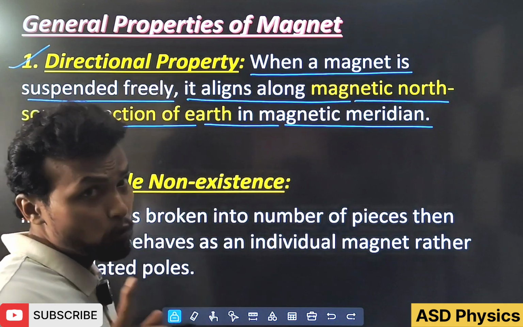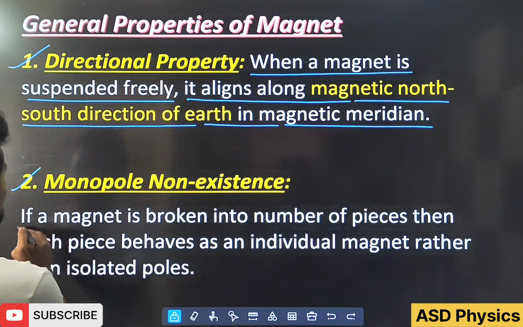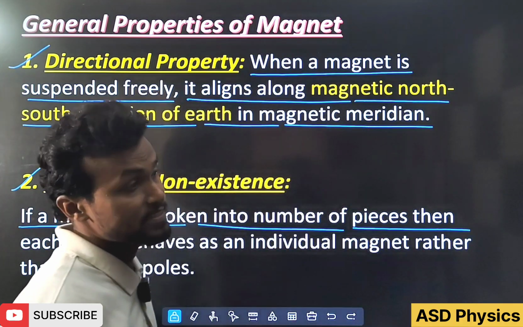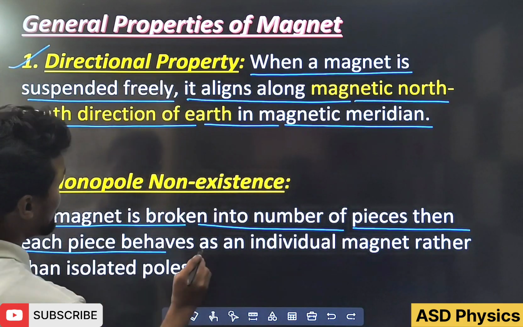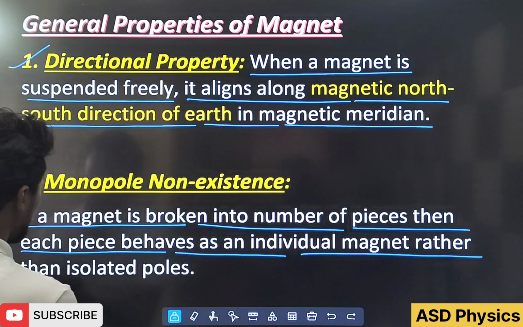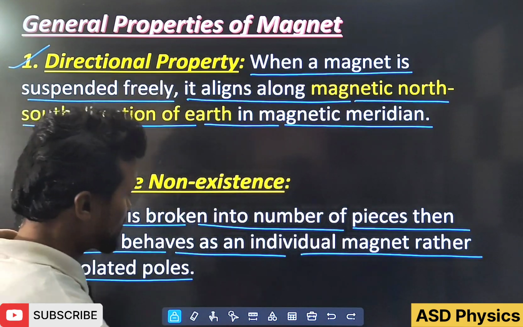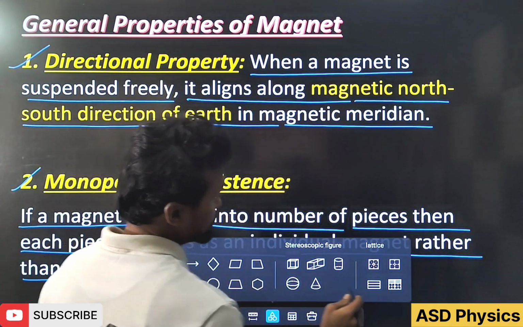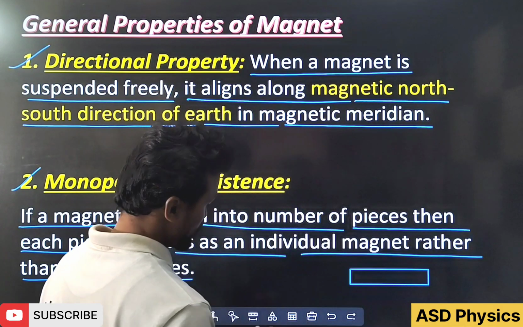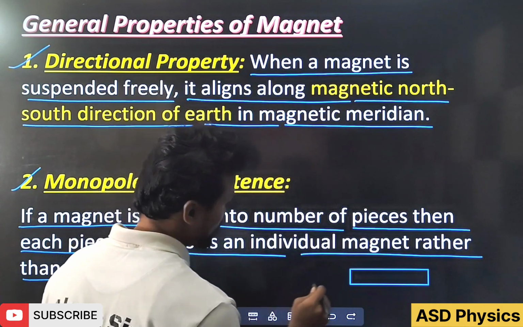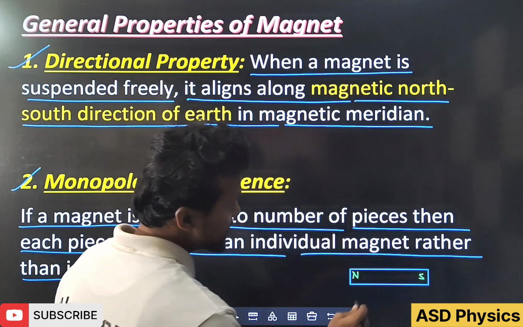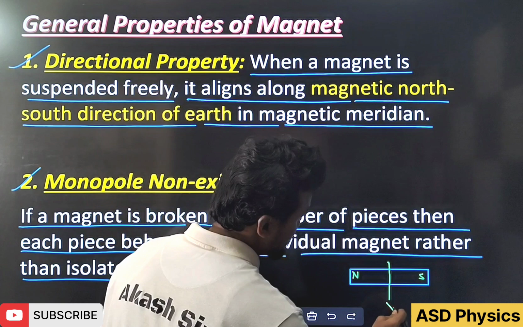Second one, monopole non-existent. If a magnet is broken into a number of pieces, then each piece behaves as an individual magnet rather than isolated poles. What can I tell here? Let's take for example, here I have taken one magnet. You know very well here, no? Let's take this is the north pole and this is the south pole. Let's take this magnet; I have cut from here.